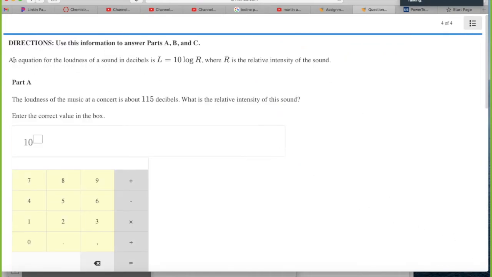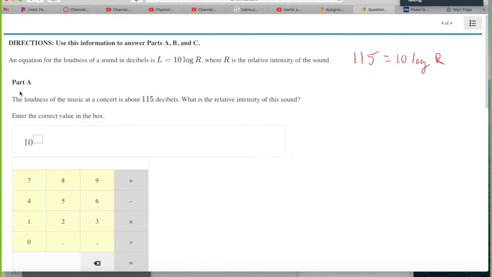Last but not least, an equation for loudness of a sound in decibels is L equals 10 log of R, where R is the relative intensity of the sound. The loudness at a music concert is 115 decibels. What is the relative intensity for the sound? So let's plug everything we know in, and then we'll solve from there. So we know that 115 decibels equals 10 log of R, and R is the relative intensity of the sound, so we need to solve for R.